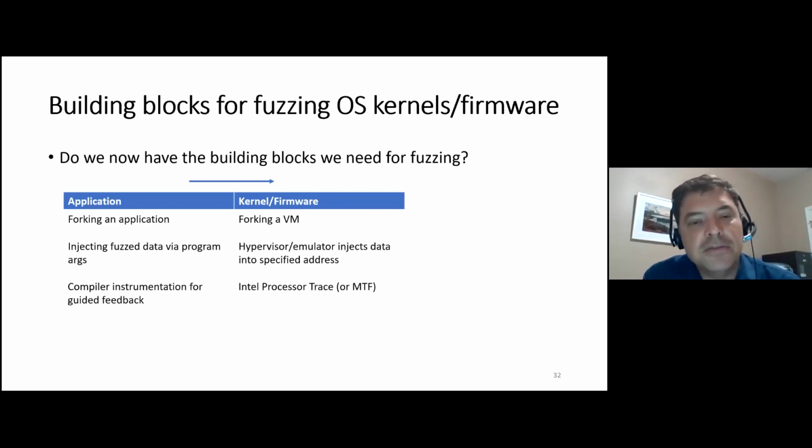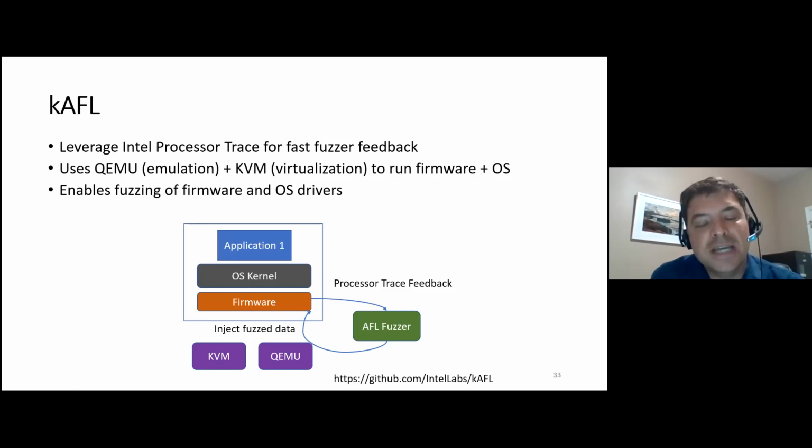And instead of using all the compiler instrumentation, we can supplement that with Intel processor trace or MTF and basically observe where we hit in this code that we're testing. So each of these concepts can be ported over to work on a kernel or firmware or a hypervisor too. One example of this is an open source project. If you're interested in fuzzing UEFI firmware or OS kernels, you could try out KAFL.